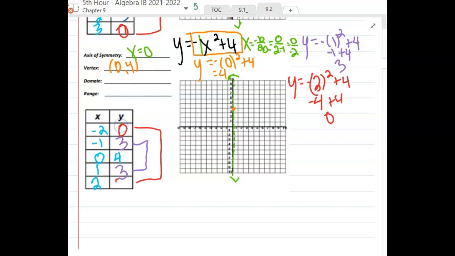So we have (-2, 0) and (2, 0). And if we plot all of those points, we should notice that it is going to open down.